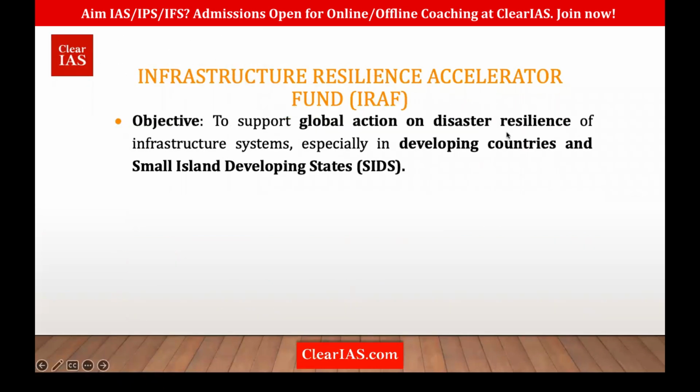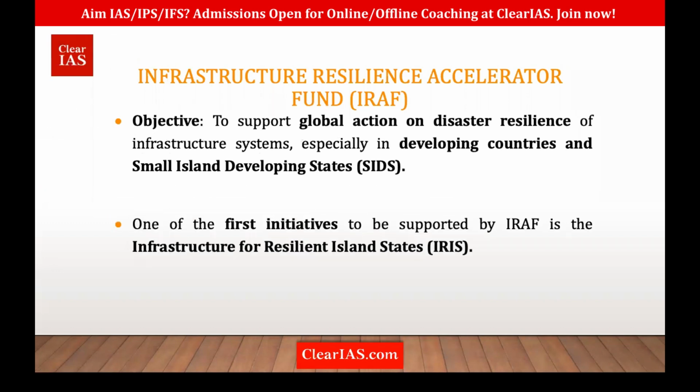Okay. Apart from that, you must also remember what the major objective is. I told you, disaster is going to happen where? In the coastal regions and the islands. So this fund's objective is to fund whom? To fund infrastructure which is resilient to climate disasters, especially in developing countries and SIDS, that is, Small Island Developing States. Okay, and first they are funded to whom? The IRIS group, Infrastructure for Resilient Island States. Okay, first initiative. So what is this IRIS group?